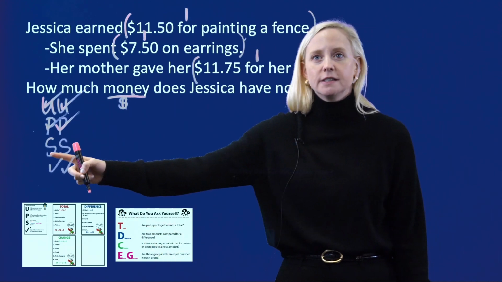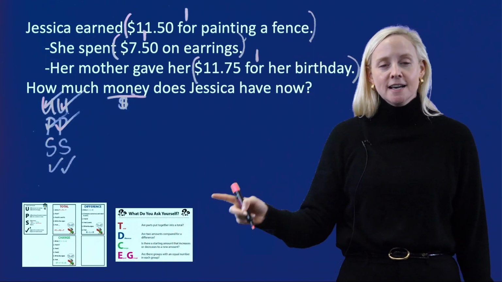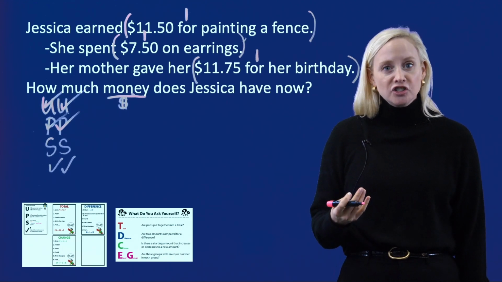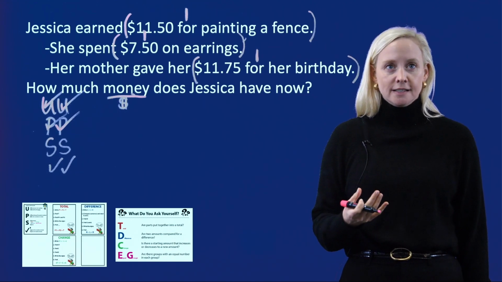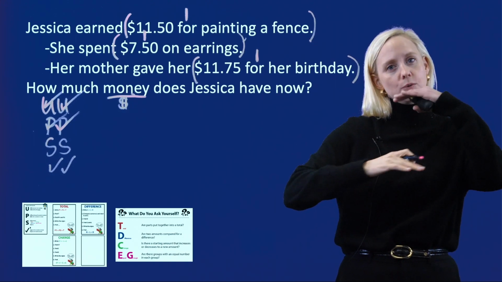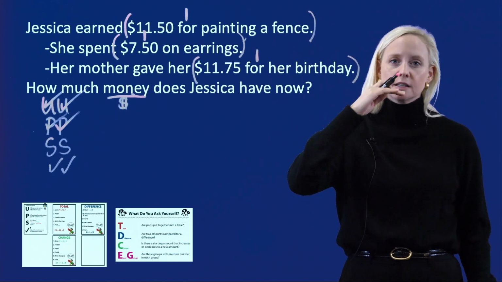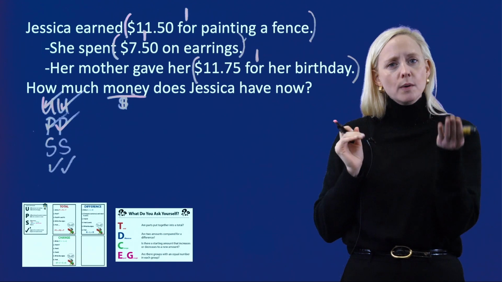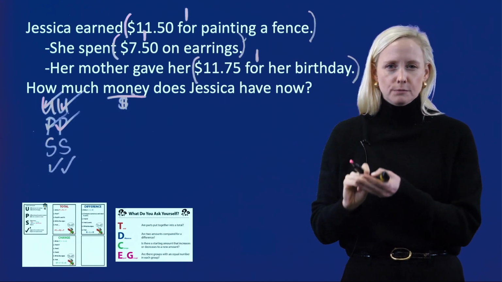Now I can move to my first S, which stands for schemas. So I'm going to move to my what do you ask yourself poster. So let's ask these questions to figure out what the problem is talking about. It says, are parts put together for a total? Are 2 amounts compared for a difference? Is there a starting amount that increases or decreases to a new amount? Or do we have groups with an equal number in each group?